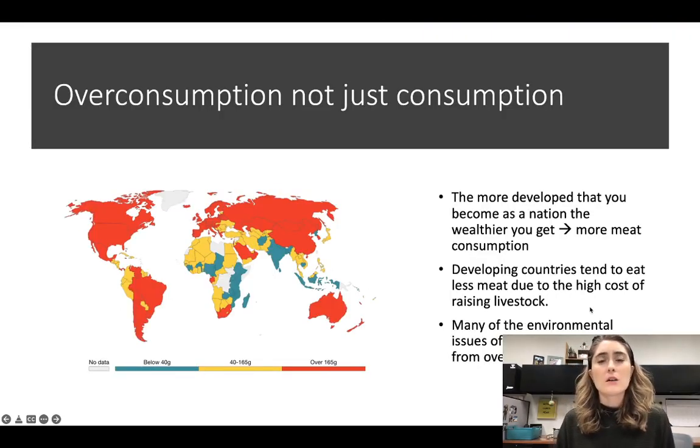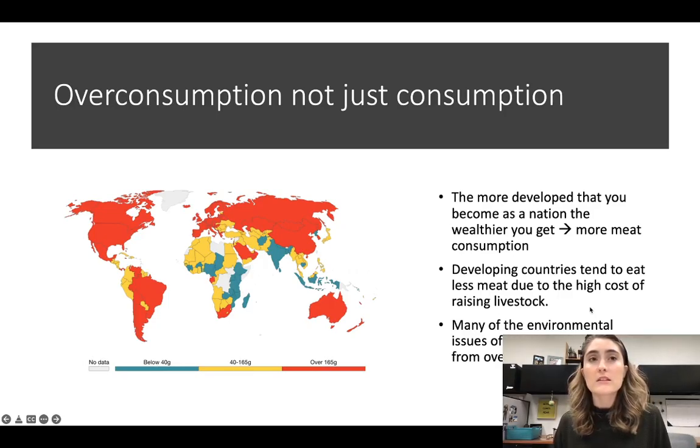So we're going to talk a lot about the negative impacts of consuming meat today, but I want to make it clear that it's really not about consuming meat, it's about the overconsumption of meat. It's that we're eating too much of it, and there's a huge environmental impact associated with overconsumption of meat products.